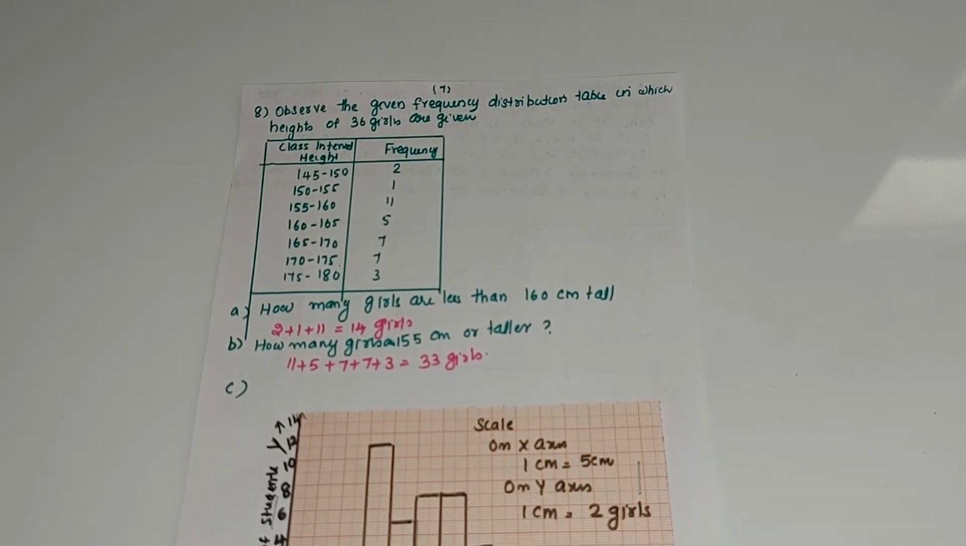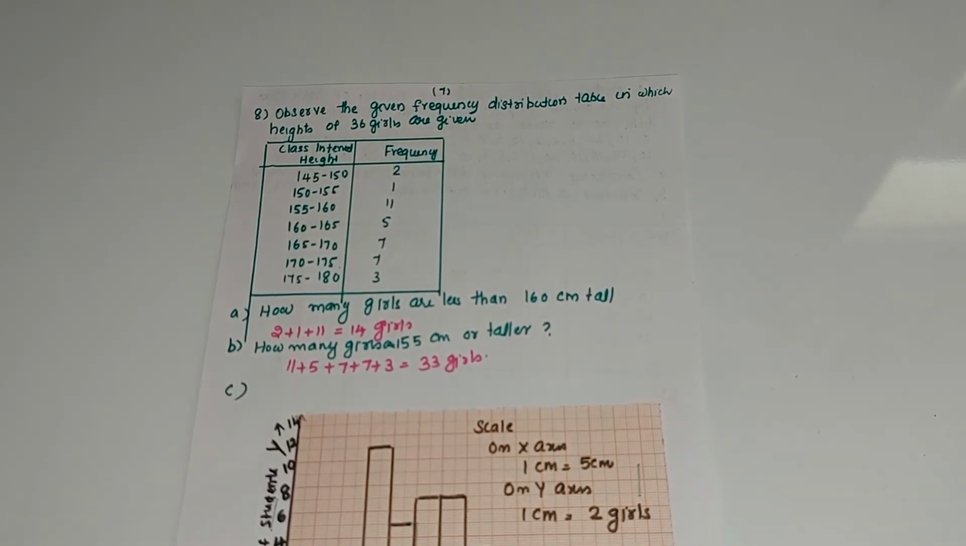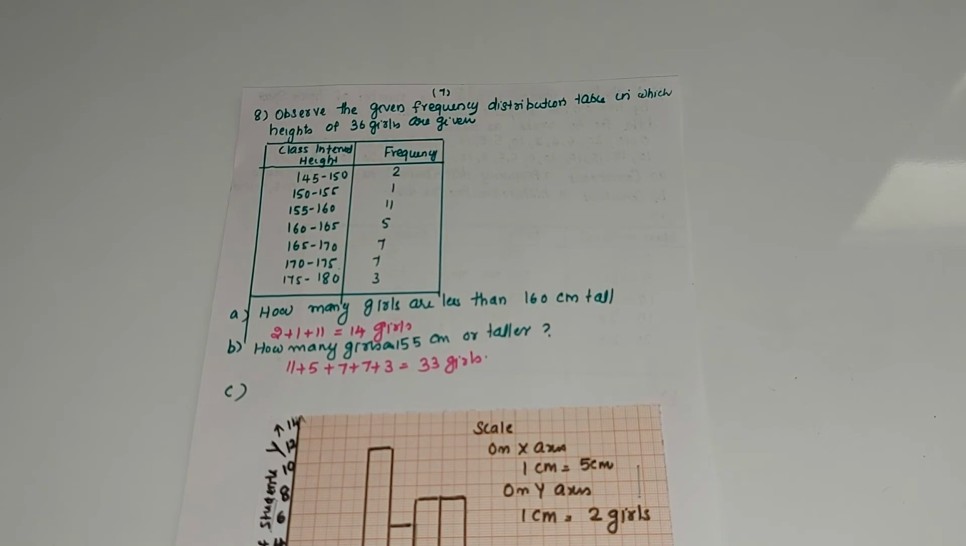Next one, observe the given frequency distribution table in which heights of 36 girls are given. Here the heights of 36 girls are given. You observe the frequency distribution table, answer this question and draw a histogram.